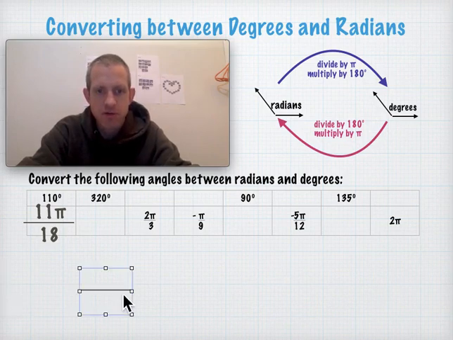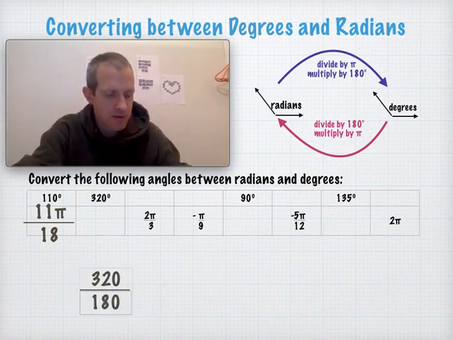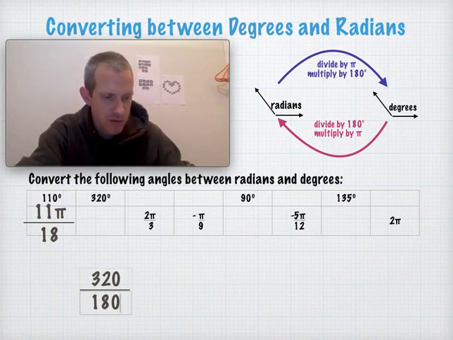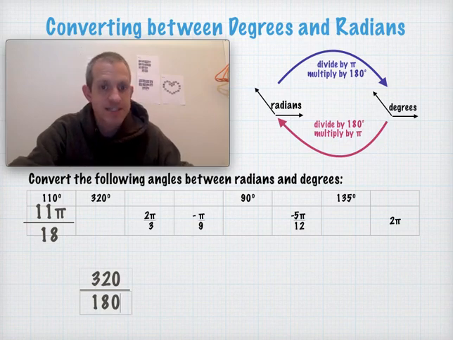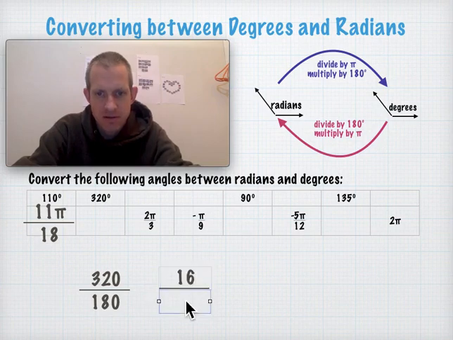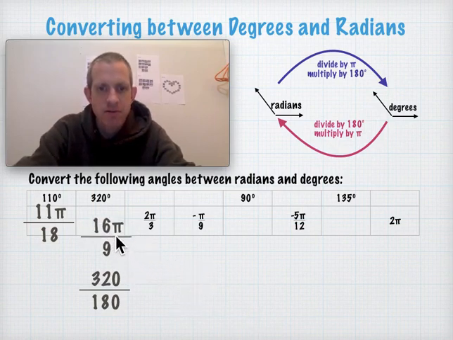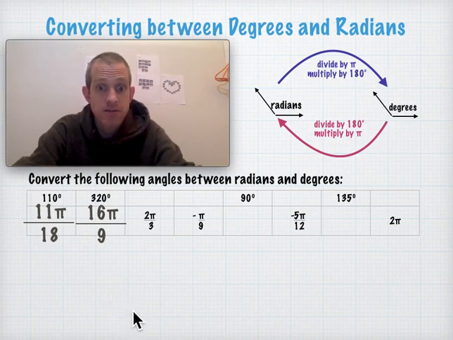Let's look at 320 degrees a moment. So 320 degrees. Again, we'll divide that by 180, and I'll do that on the calculator a moment. 320 divided by 180, and hit math, convert to fraction. I got 16 ninths, so 16 ninths, and then don't forget to multiply by pi, which means write pi on top, right? So there is 320 degrees in terms of radians.